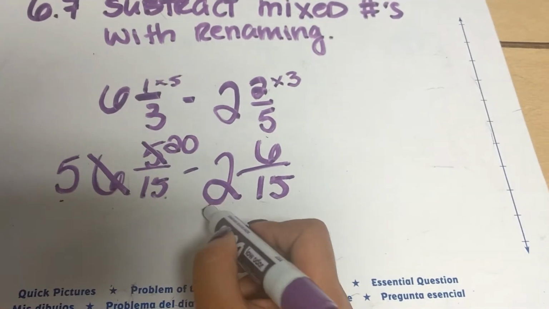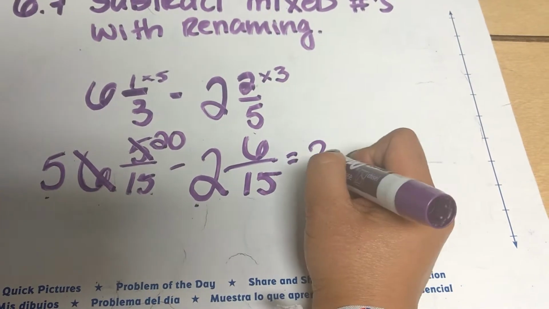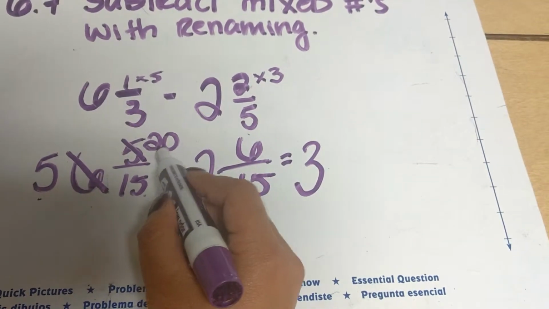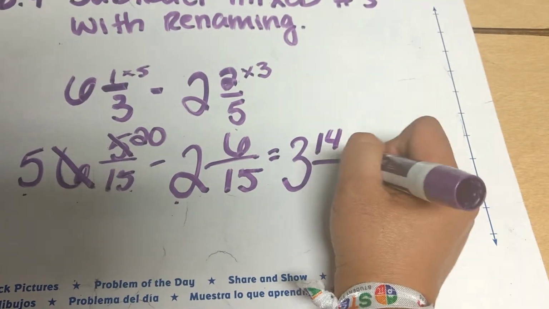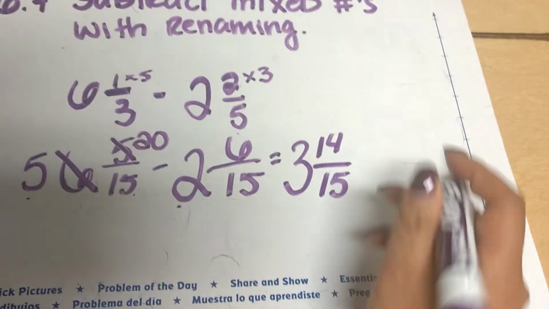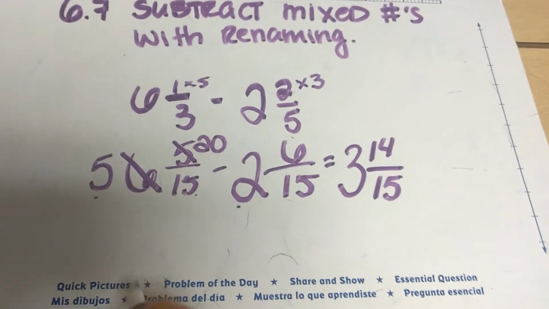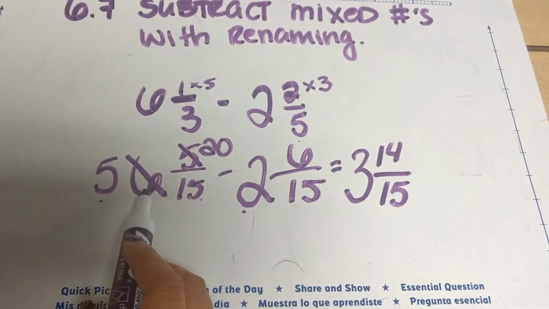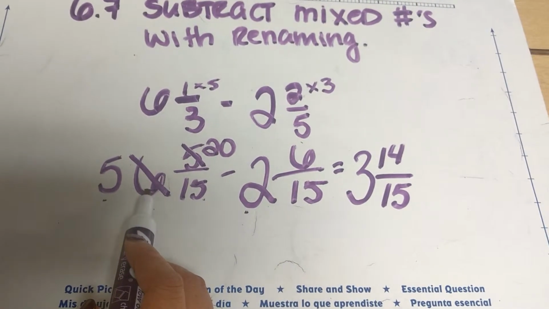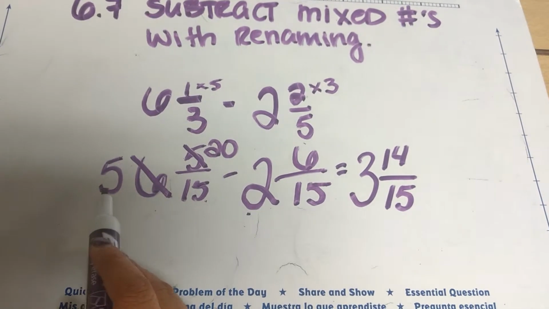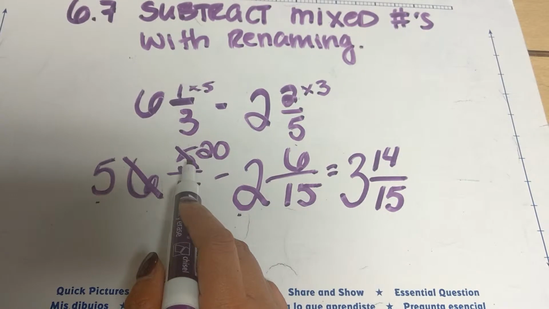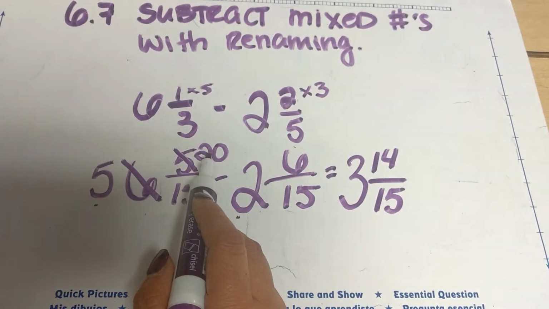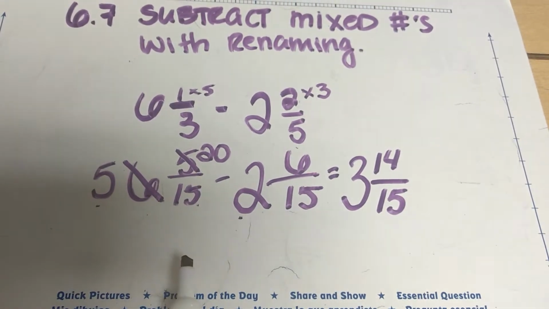So 5 minus 2 would equal 3. 20 minus 6 would be 14, and your denominator would stay the same. Okay, so again, you just take 1 away from your whole number because that's where you're regrouping. That becomes 5. Take your denominator, add it to the numerator. That becomes 20. And then you just go ahead and do your subtraction.